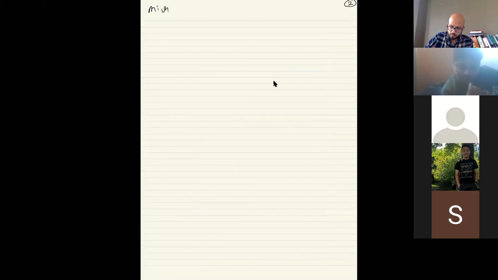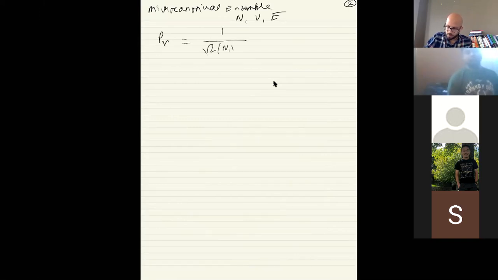And the first ensemble we looked at is the microcanonical ensemble, which is an isolated system with constant N, V, and E, total energy E. So for this system, we said that P nu, the probability of observing a microstate, is equal to 1 over omega of NVE or 0. It's going to be either constant or 0.